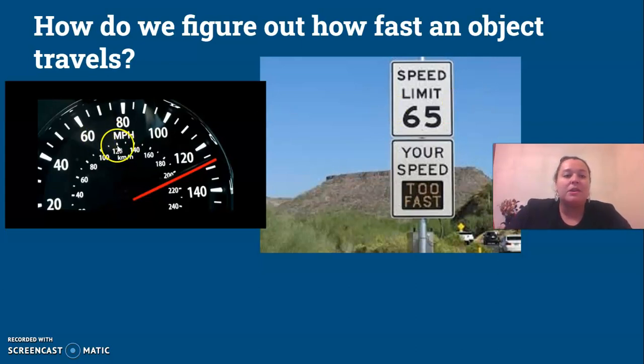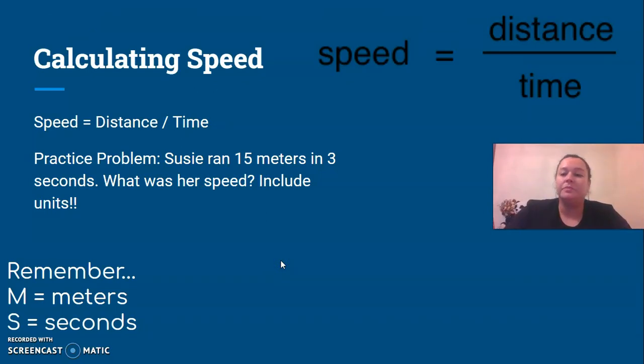So if you think about this, for instance, the MPH stands for miles per hour, that tells you the rate or how fast we're traveling. So if you go for an hour, you have gone a distance of 80 miles. Same thing with this one here, 65 miles per hour. That's your distance and the time. So those are the two things that you need to figure out the speed.